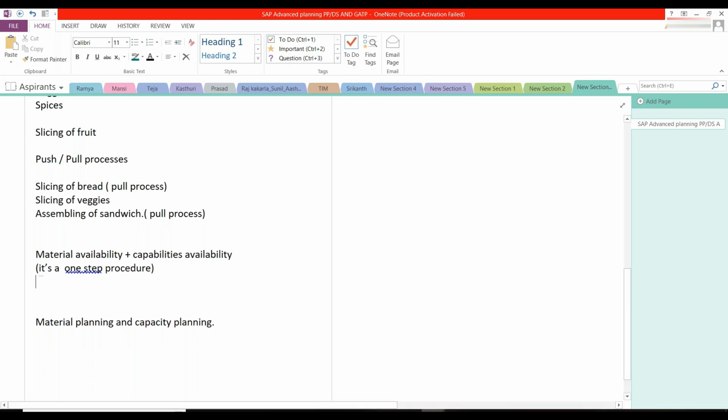Okay, maybe I will cut it short, that might give you more of a hint. Material and capacity planning in production planning is a two-step procedure. Whereas in PPDS, it's a one-step procedure. How it is able to achieve that, we will discuss in more detail, but in a nutshell, it's a one-step procedure.